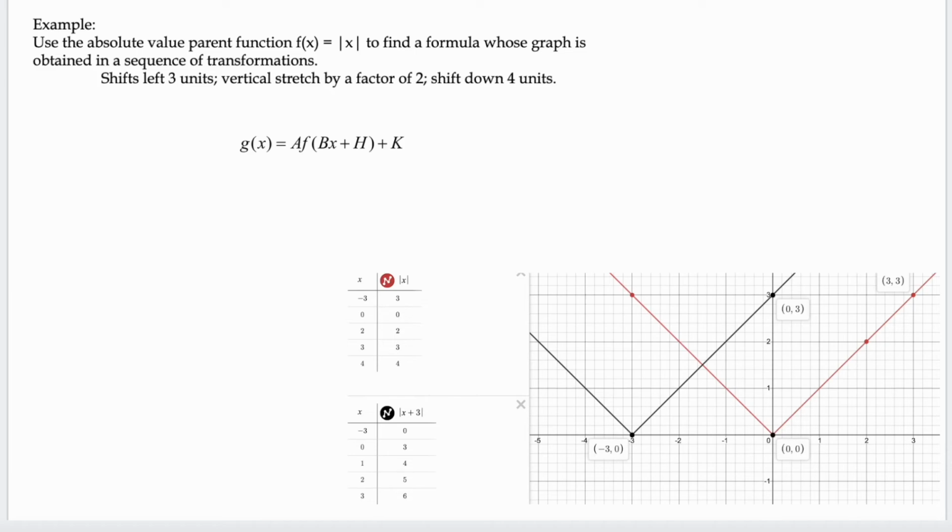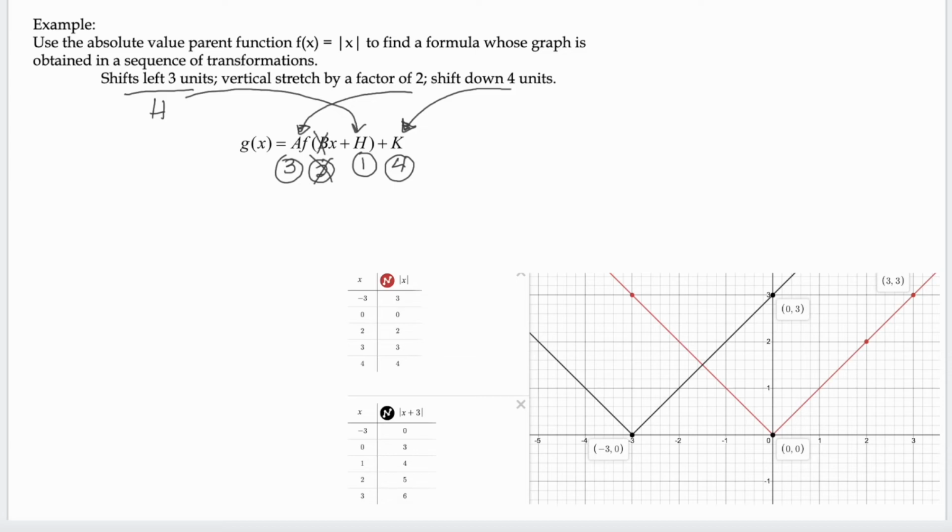So shifting left is the h portion, and h is what happens first, so we'll take care of that first. Vertically stretching happens third, because that is our a. And then shifting down 4 units is our k, and that happens fourth. So notice we don't have a horizontal stretch, so we don't have a step 2. It didn't tell us. It only has 3 of the 4 options.